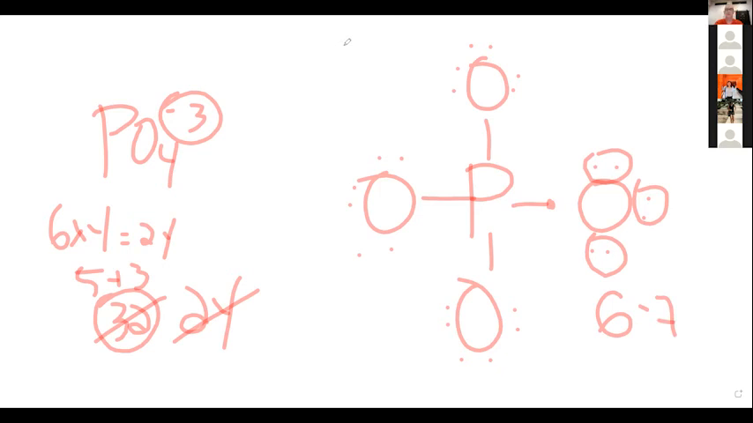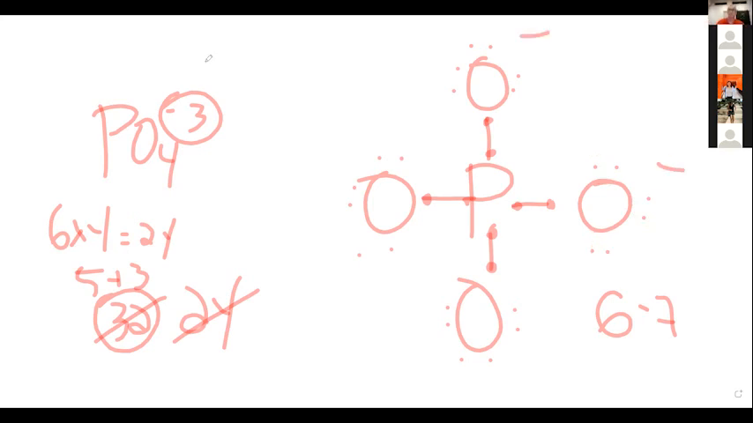Yeah, so each one of them has an octet. The oxygens have a total of 8 with their 6 in lone pairs and a bond that makes 8. And phosphorus has 8 because it has a total of 8, all in bonds. So everybody has an octet, so everyone's happy about that. But the oxygens have 1 more valence electron than normal, and so they each have a negative charge.